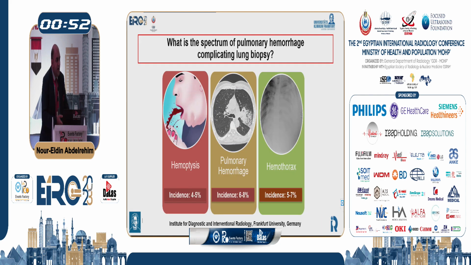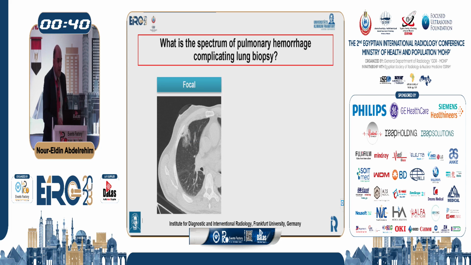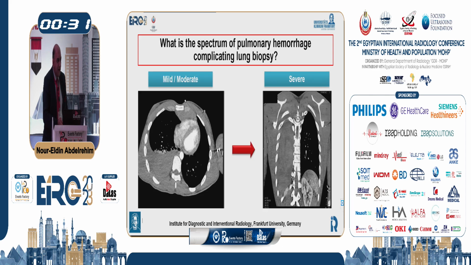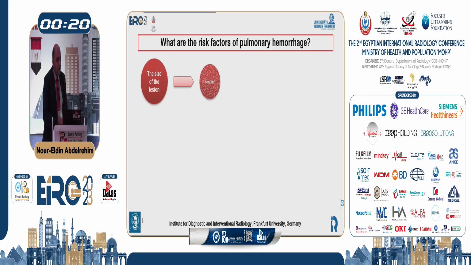The other risk factors or complications that may happen with biopsy are hemoptysis, pulmonary hemorrhage or hemothorax. The incidence is less than 5%. However, the bleeding could be focal or minimal like this case, or could be diffuse and open into the bronchial system, leading to massive hemorrhage. If you are not careful about the internal mammary artery or the intercostal arteries, they may bleed fatally, because of the suction effect due to the negative intrathoracic pressure.